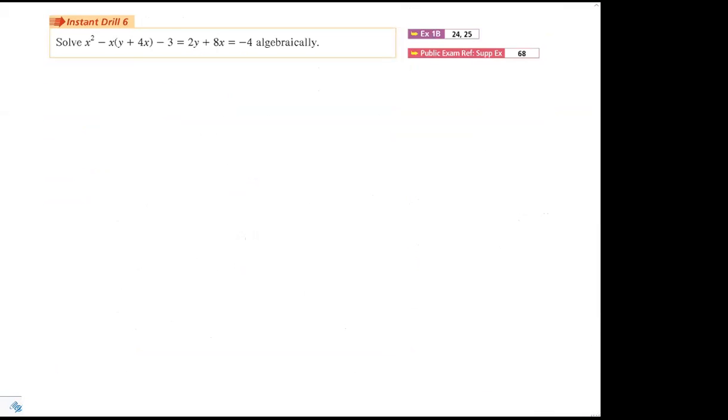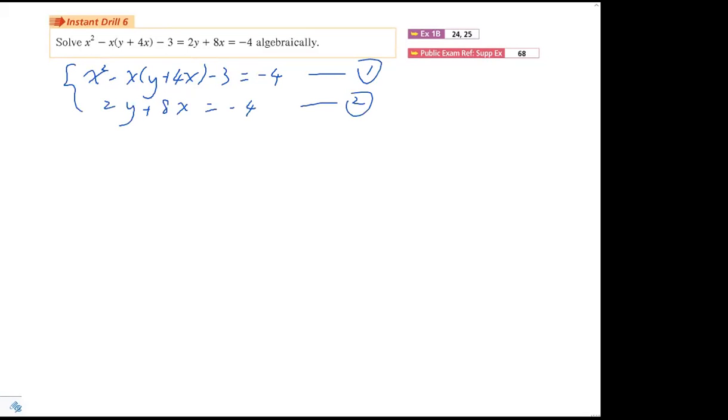Okay, let's check the answers. So again, we need to split the equation into two equations. So that is x squared minus x bracket y plus 4x minus 3. So I will choose -4 to be the repeated part. Okay, so this is equation 1. And then 2y plus 8x equals -4 to be equation 2. Okay, and then we will start with the equation that has no square term. Equation 1 has a square term, and equation 2 has no square term, which means that we should start from equation 2.